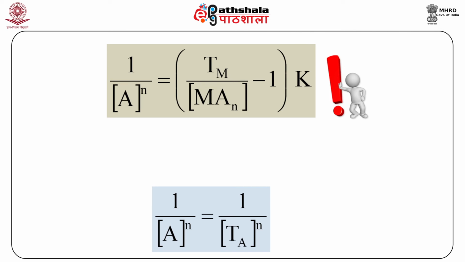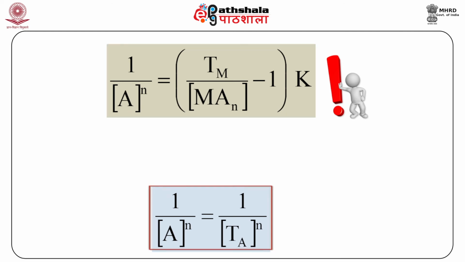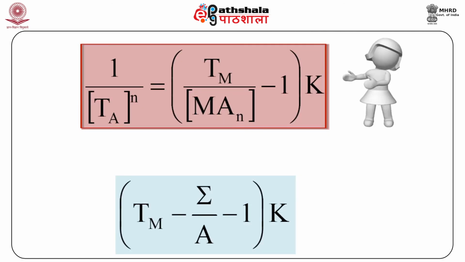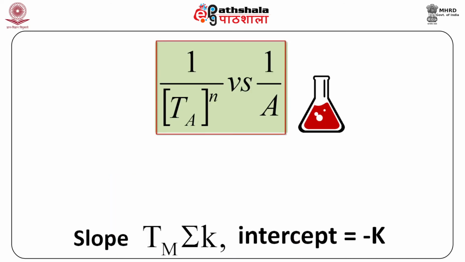If we take the concentration of A to the left hand side, this equation becomes 1 upon the concentration of A raised to the power n is equal to Tm by MAn minus 1, whole multiplied by K. Suppose 1 upon A^n is equal to 1 upon Ta to the power n. Therefore, 1 upon Ta to the power n is equal to Tm divided by MAn minus 1, whole multiplied by the constant K. Now, if the graph is plotted between 1 upon Ta to the power n versus 1 upon A, the slope is obtained as Tm times K and the intercept is minus K.